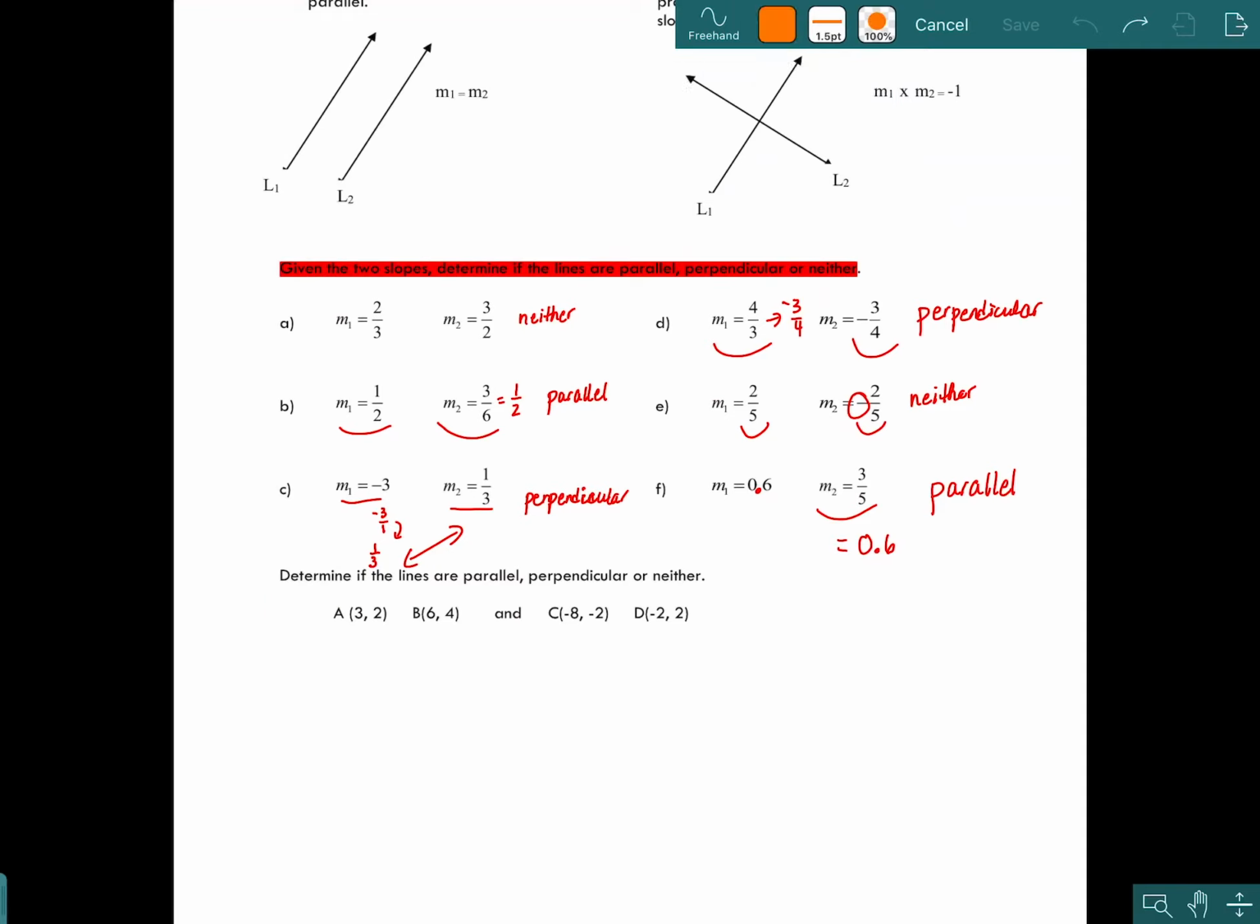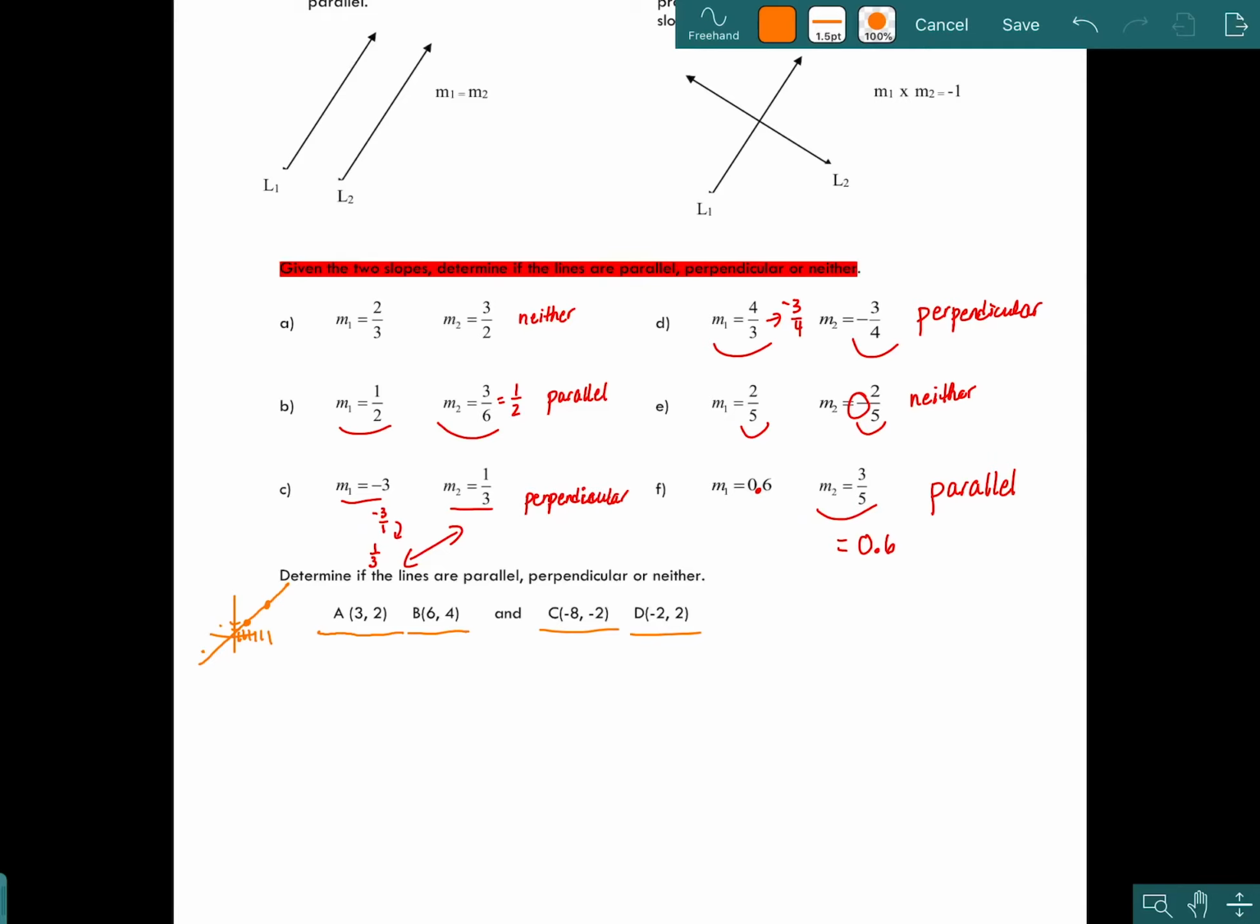All right, now in the next question, it asks us to determine if the lines are parallel, perpendicular, or neither. So we've got this line that's going through the points A and B. A is at (3, 2), and B is at (6, 4). So right there. So we've got this line here, and then we've got another line, C and D, that we could draw at (-8, -2) somewhere there, and (-2, 2) somewhere there. So they're asking us to determine if the lines are going to be parallel, perpendicular, or neither.